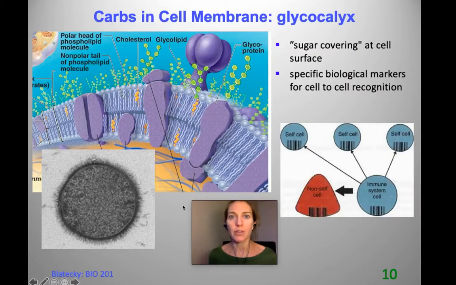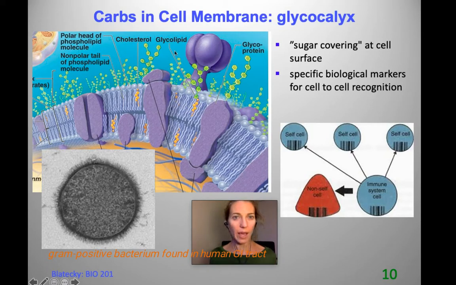So turning now to the role of carbohydrates in the cell membrane, what I really want to focus on here is what's called the glycocalyx. And so you can very much think about this as a sugar covering of a cell's surface. So here's a depiction of what this glycocalyx looks like.